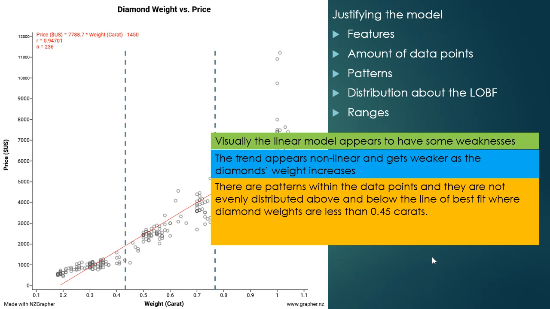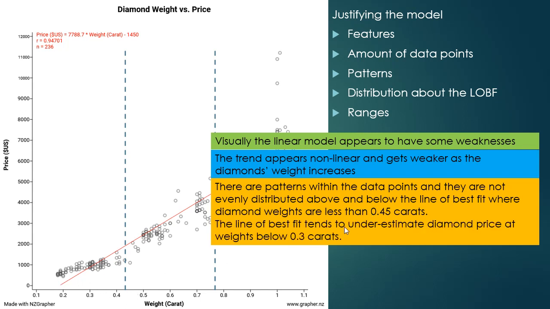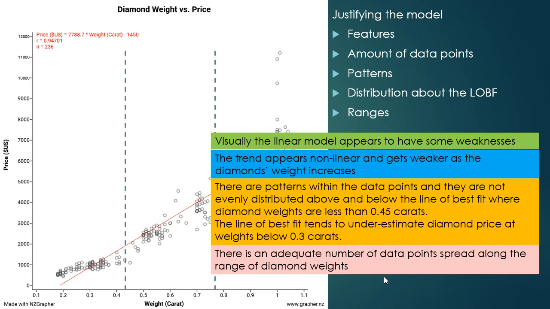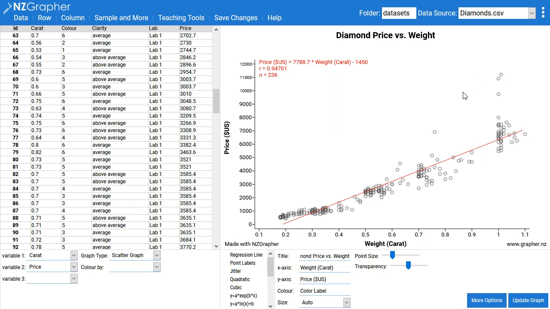There are patterns within the data points, and they're not evenly distributed above and below the line of best fit. So this is really bad for saying that the linear model is good. And this is particularly bad when the diamond weights are less than the 0.45 carats. We can also say that the line of best fit tends to underestimate the diamond price for weights below the 0.3 carats. So the line of best fit is below the actual observed weights. And the only really good thing is there's an adequate number of data points spread along the range of diamond weights. So let's have a look at this data in NZ-Grapher.